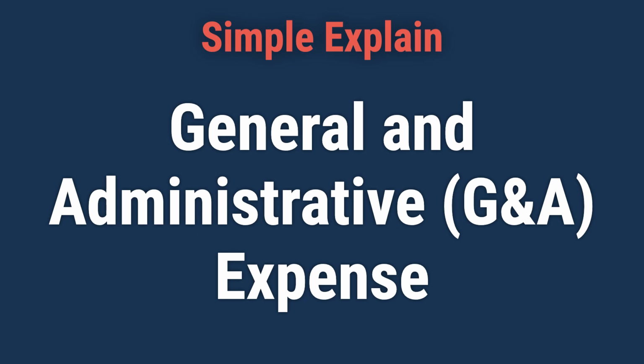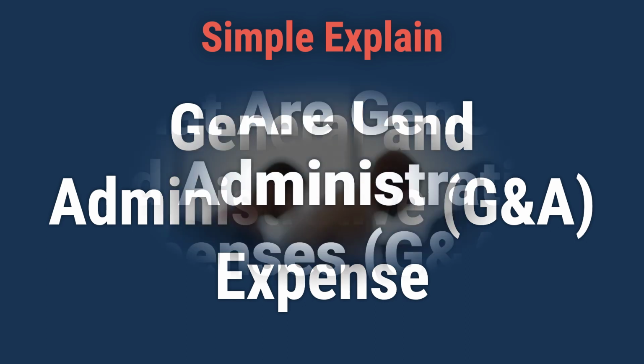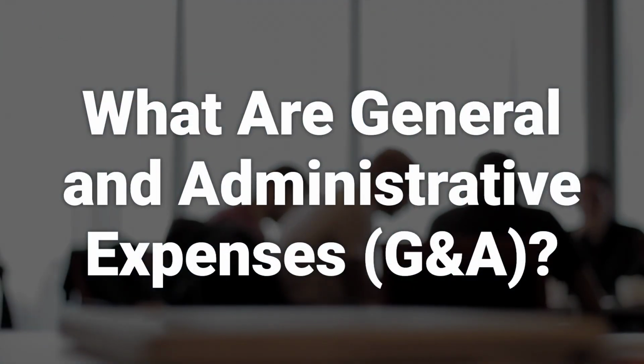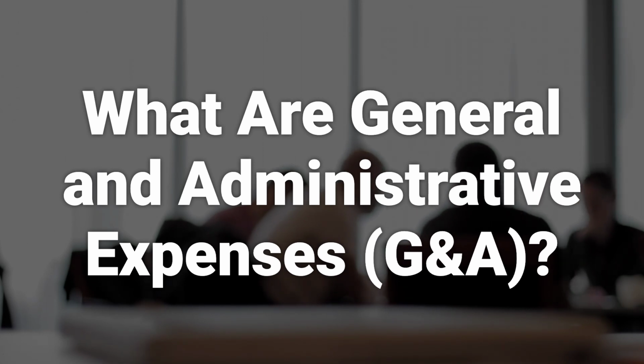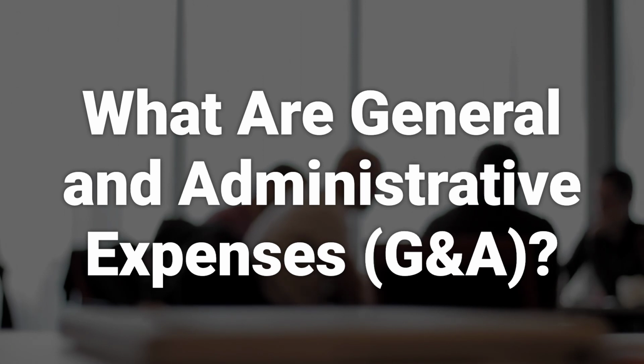Today, we will talk about general and administrative (G&A) expenses. General and administrative expenses are incurred in the day-to-day operations of a business and may not be directly tied to a specific function or department within the company. General expenses pertain to operational overhead expenses that impact the entire business.